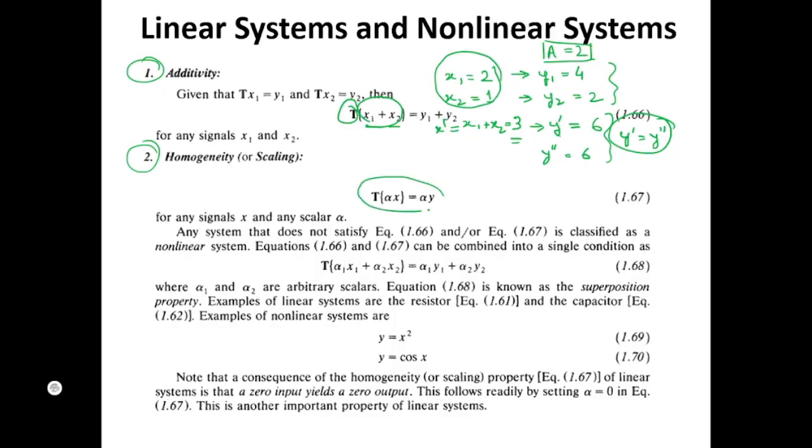Similarly, now take this case. Let us take the x1 only. x1 equals to 2. So this will give you y1 equals to 4, because this is the scaling factor. Homogeneity, it is also regarded as the scaling. Scaling means multiplication. 2 multiplied by gain of 2, it is equal to 4. Okay.